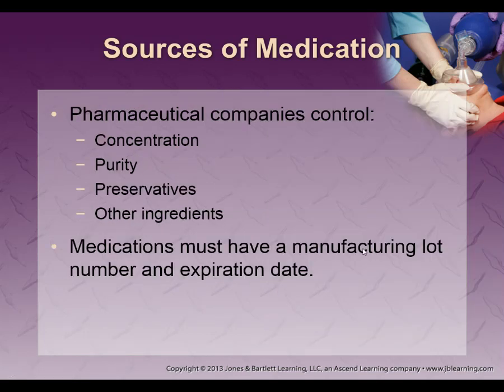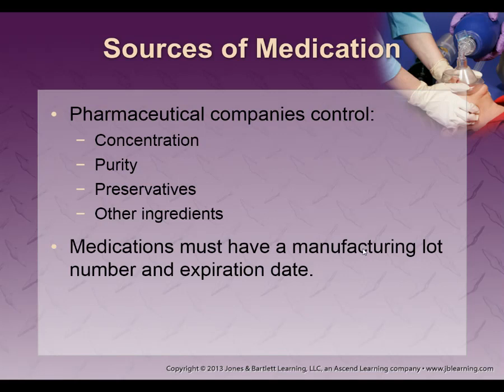Pharmaceutical companies control a lot of things related to that medication: the concentration of the medication, the purity of the medication, any preservatives that are added to it, and any other ingredients, like if it's in a capsule form, if it has to have something added to it to make it compress, to make a pill. They have manufacturing lot numbers and expiration dates. If you think back to your medical math that we covered, it showed you on those labels that they all have a lot number and expiration date.